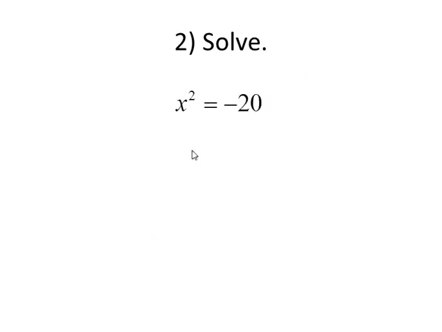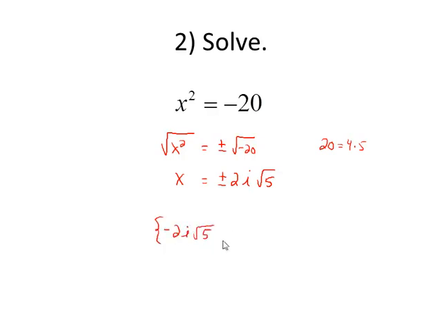Here's another one we couldn't have solved in elementary algebra because the square root of negative 20 we know is an imaginary number, and we hadn't learned about those in elementary algebra. Square root of both sides, because the square is already isolated. The square root of x squared is just x, and on this side, 20 is 4 times 5. I know the square root of 4 is 2. Because it was a negative inside the square root, I'm going to also take out an i, and what will be left will be the 5. Negative 2i root 5, comma, 2i root 5.